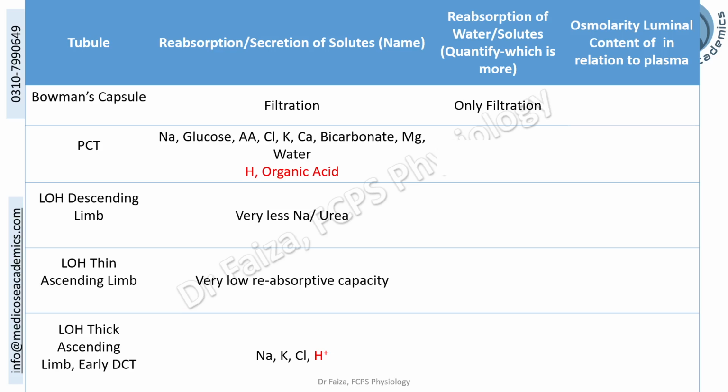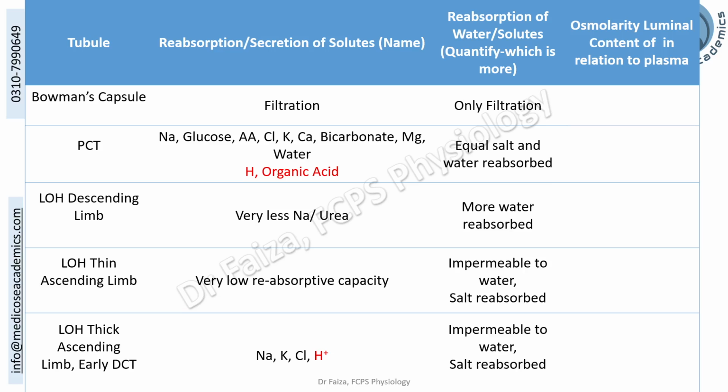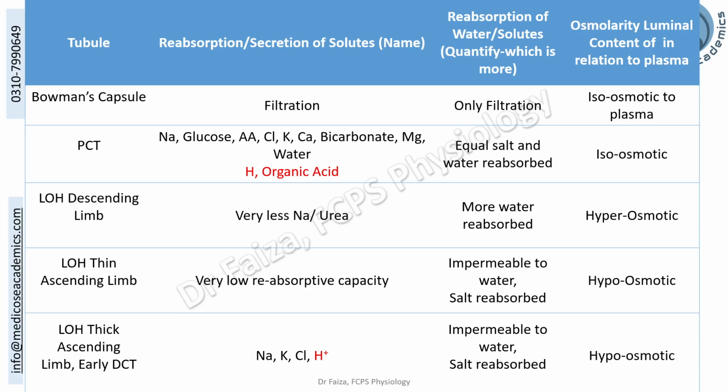Water is only filtered in Bowman's capsule. There is equal salt and water reabsorption in the PCT. More water is reabsorbed in the descending limb of the loop of Henle. The ascending limb, either thin or thick, is virtually impermeable to water. The osmolarity of the content is ultimately isoosmotic in Bowman's capsule and PCT. As the descending limb of the loop of Henle reabsorbs more water compared to salts, the content becomes hyperosmotic, whereas the ascending limbs reabsorb only solutes while the water is left behind, so the content ultimately becomes hypoosmotic, with more water and fewer solutes.